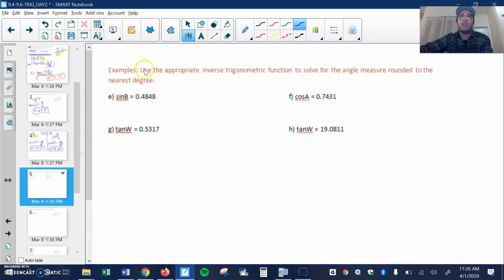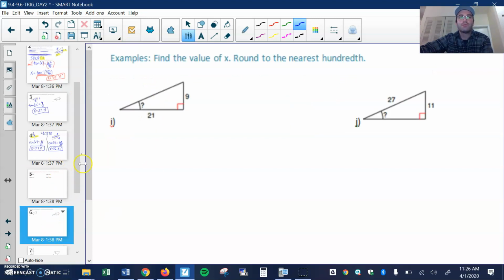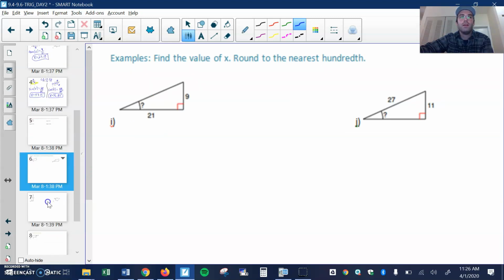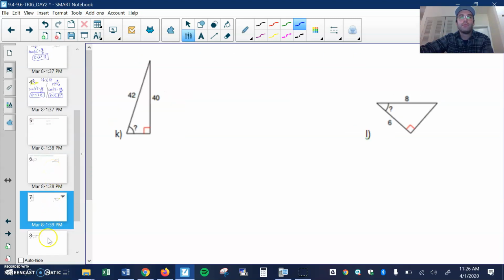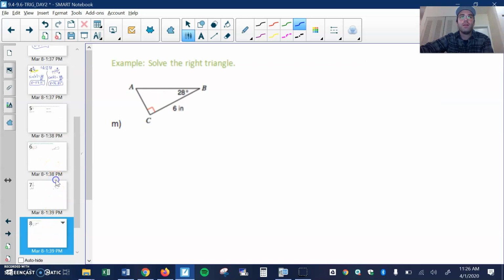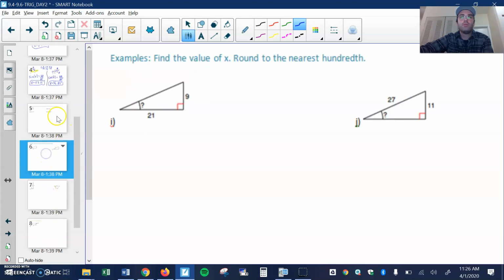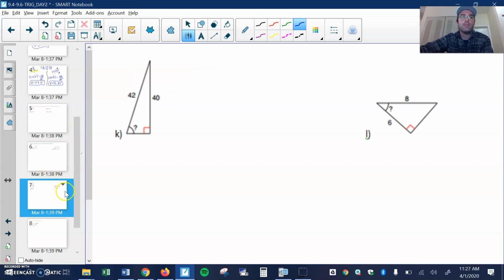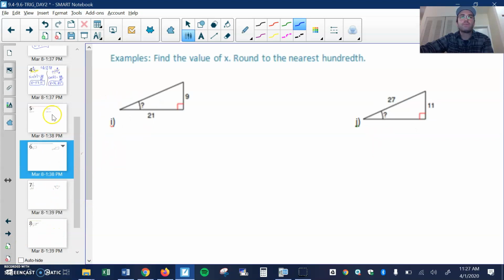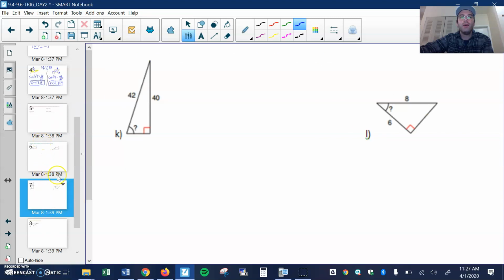Here is just like, okay, use the appropriate inverse trig function to solve for the angle, round to the nearest degree. All right, that's easy peasy lemon squeezy. We don't need to do that. Here's some more practice. What I want to do, let's do one more together, just because math is cool and stuff. This is a lot of just examples, solving the value of x. So let's try K and L here.